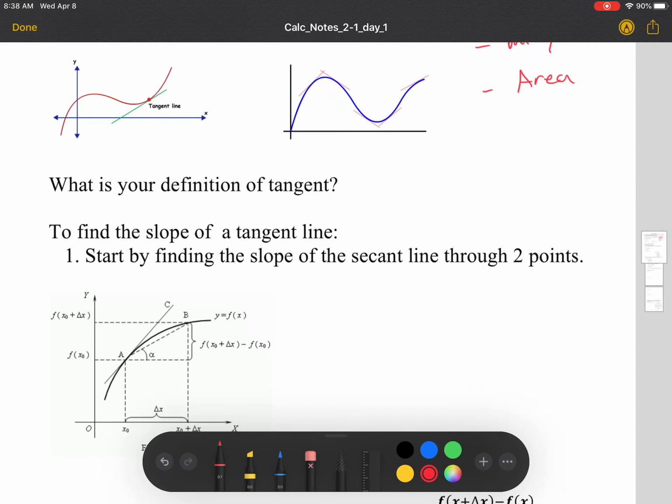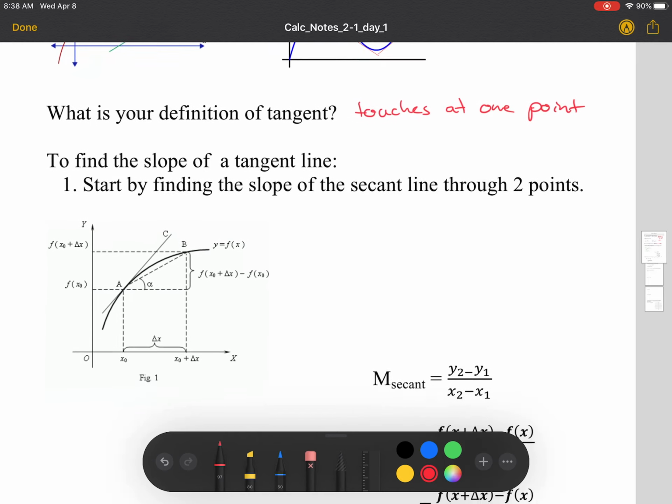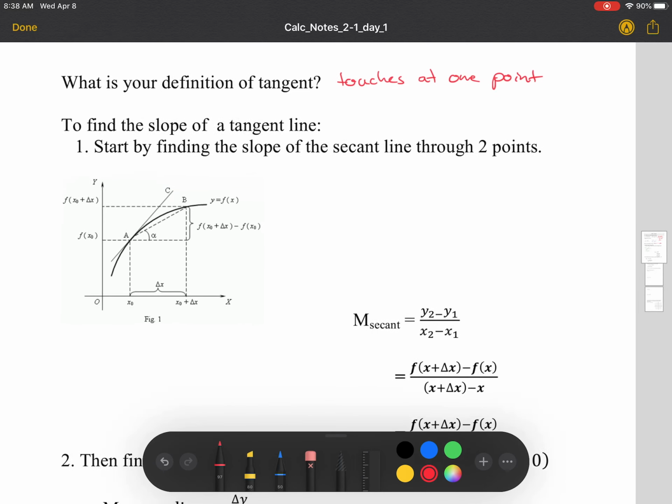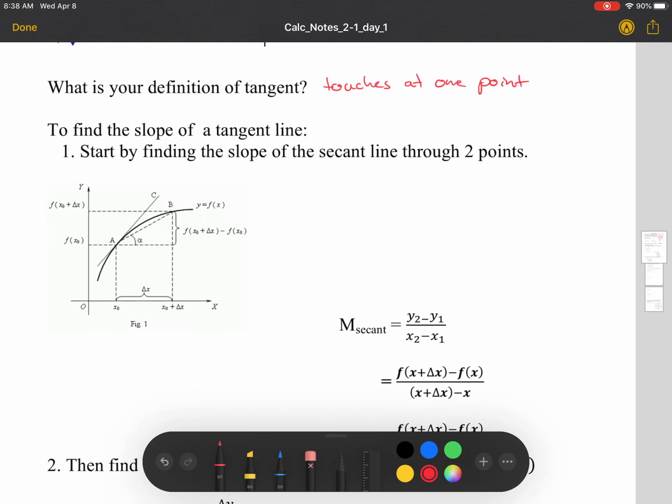So the definition of a tangent line: it touches at one point. That's how I think about it. It's a line that's just touching at one point, and we're finding the slope of it. To find the slope of a tangent line, you have to start by finding the slope of a secant line through 2 other points on that graph.